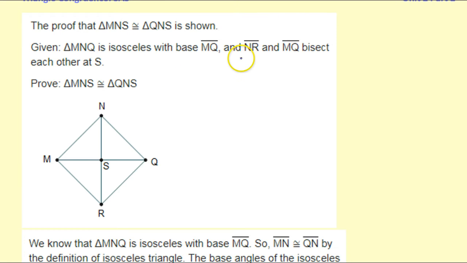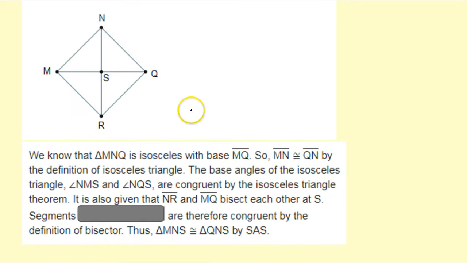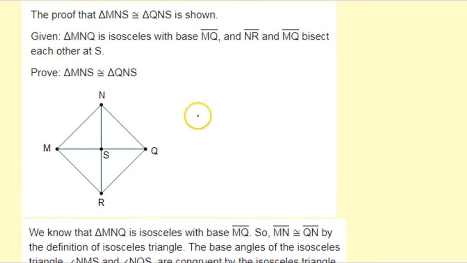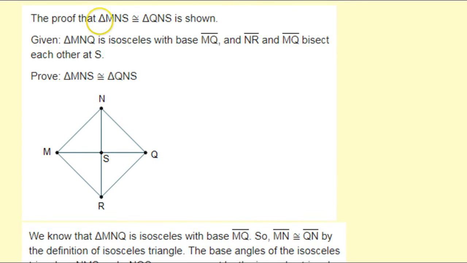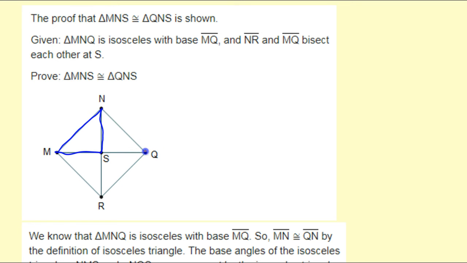Okay, here's the last problem for the video. So this is one where they give us a proof and they want us to fill in the missing statement. It helps to understand what's happening in the proof though. So we're supposed to prove that triangle MNS is congruent to triangle QNS. Triangle MNS is this triangle right here, and we're supposed to prove that it's congruent to triangle QNS, which is this triangle right here.